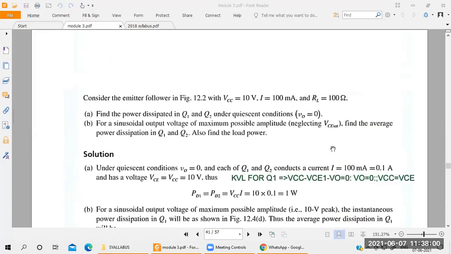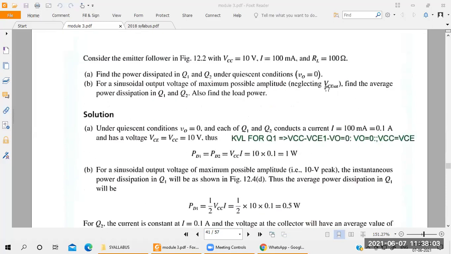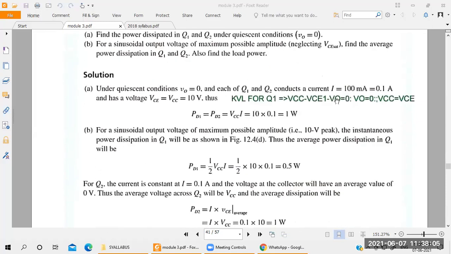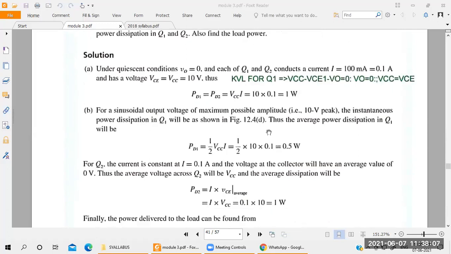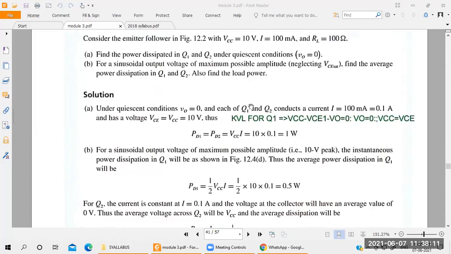Understood? Remember this one. In the first question we do not have to neglect here. In the second question we have to neglect the VCE saturation. From that you can find out the PL. Understood? So this is one problem on the class A amplifier.